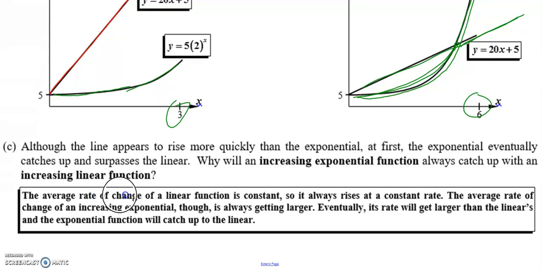So the average rate of change of a linear function is constant, so it always rises at a constant rate. The average rate of change of an increasing exponential, though, is always getting larger, so eventually its rate will get larger than the linear's. So over time, give it some time, the exponential function will always catch up to the linear because the rate of change is like doubling or tripling and it's getting bigger each time.